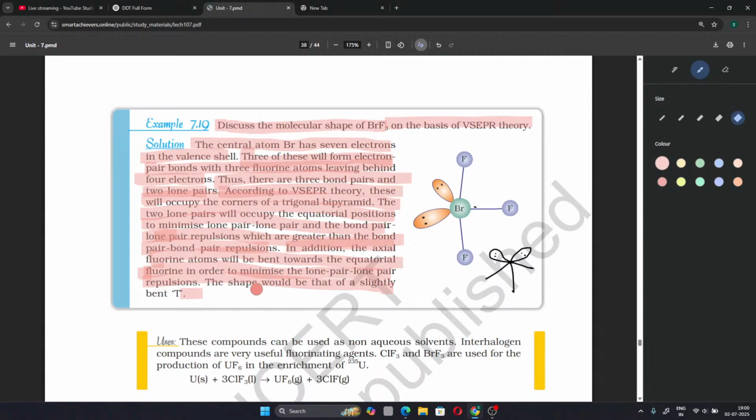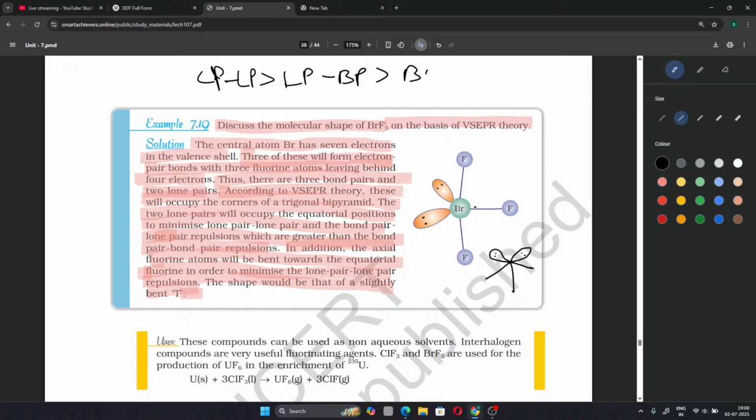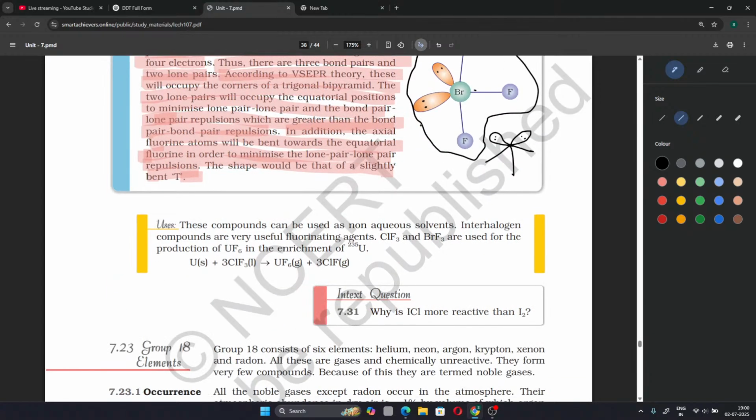The shape would be that of a slightly bent T shape. They are basically saying that, using the principle that lone pair-lone pair repulsions are greater than lone pair-bond pair repulsions, which are greater than bond pair-bond pair repulsions, they define this bent T shape or distorted T shape of the XX3 interhalogens or interhalides.